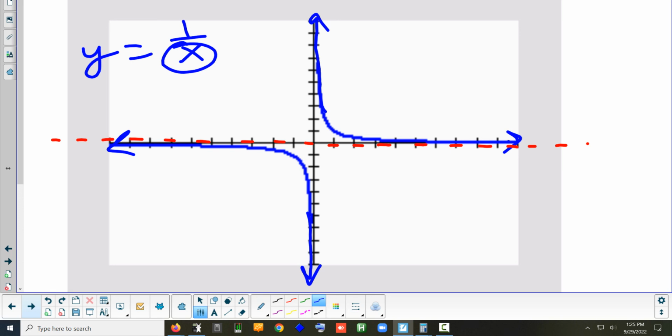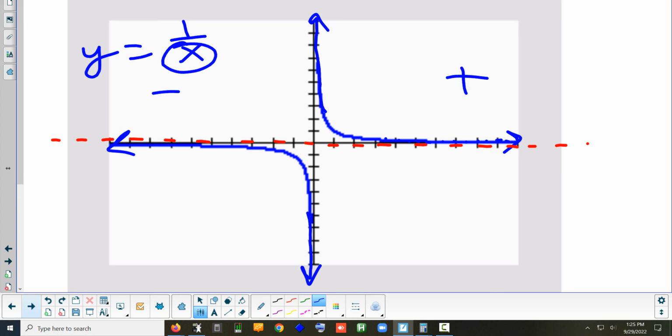As you travel on this blue line, approaching 0, keep heading left. What happens to your y value? Increases to what? Infinity. As you get closer and closer to the y-axis, as you head towards 0, your graph heads to infinity. That's as you head towards 0 from the positive side. This is the positive side, this is the negative side.